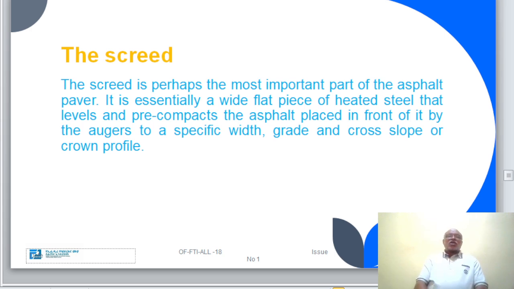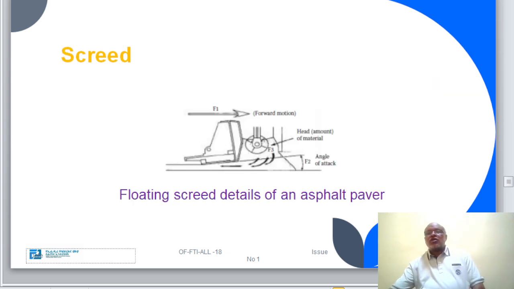All asphalt screeds are of the self-leveling floating type. In other words, the screed floats on the asphalt seeking the level where the path of its flat screed plate is parallel to the direction of pull. A floating type screed is shown below. This is a floating screed detail of an asphalt paver.